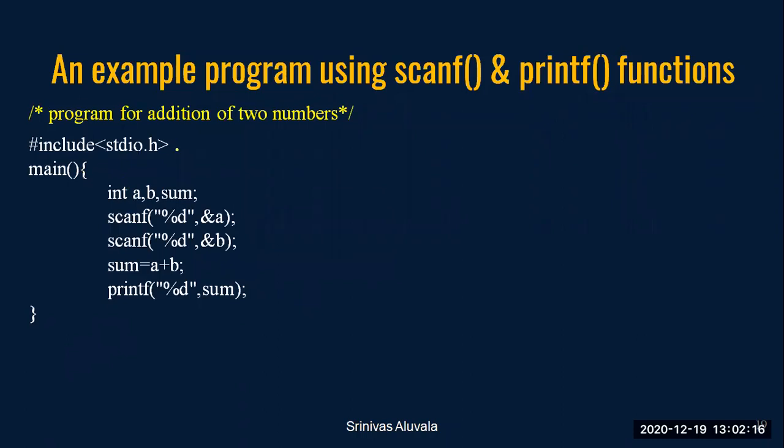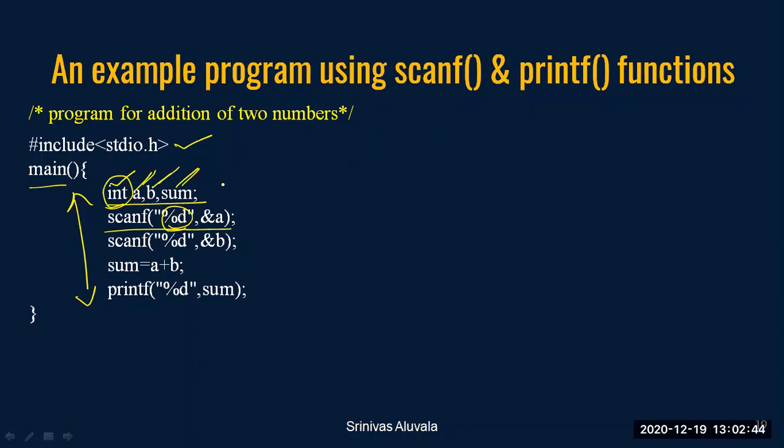Hash include stdio.h, the header file is included, and main, here comes my main body. In the main function I have the integer data type: a comma b comma sum. a is a variable, b is a variable, sum is a variable of integer data type, and then I have a scanf statement. Scanf percentage d: what kind of data am I asking to store? Integer type of data.